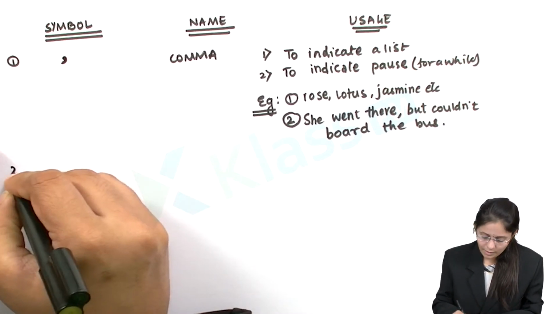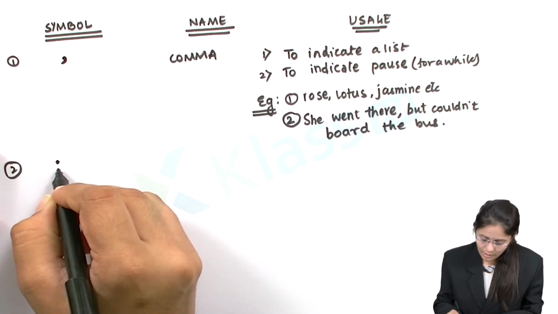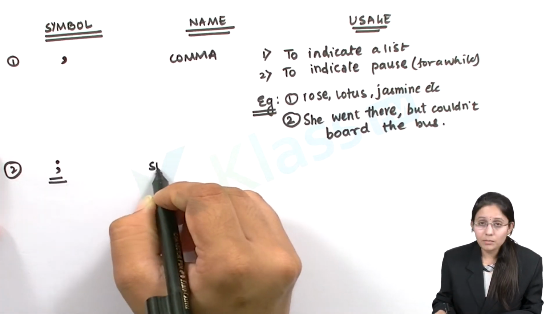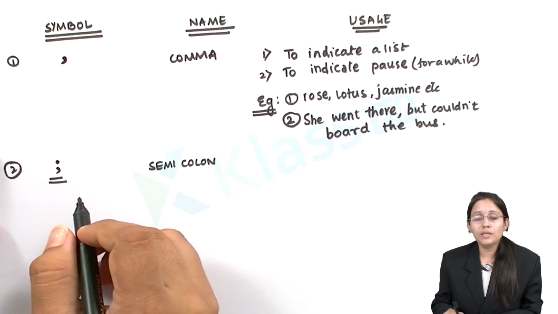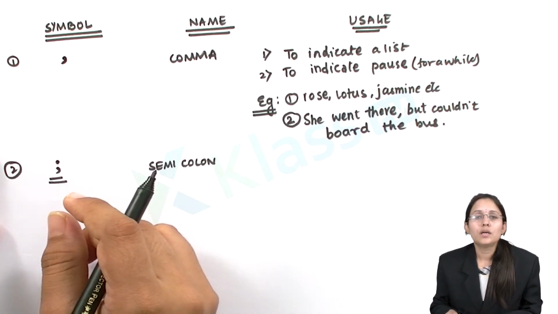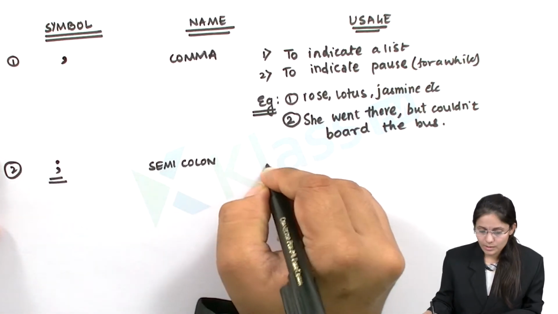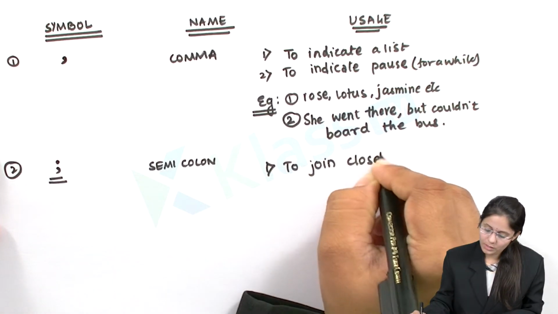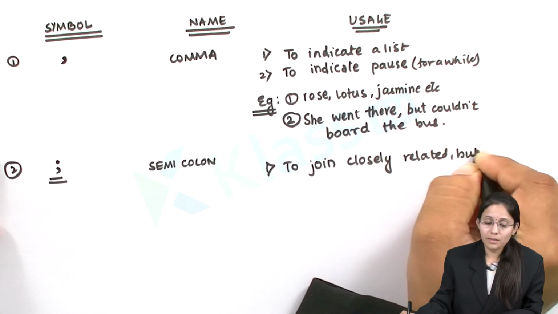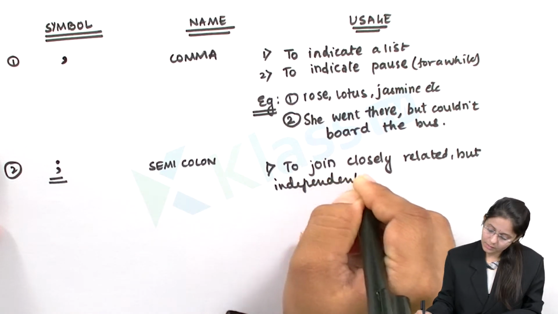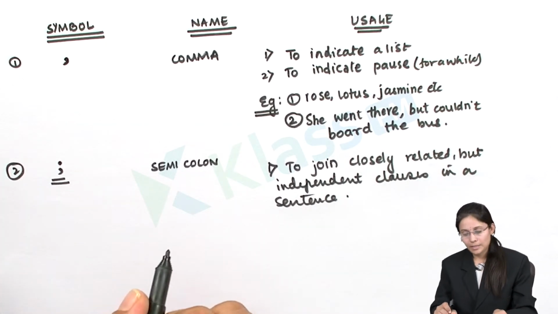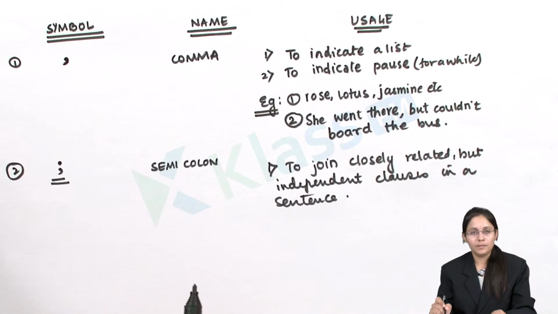Now let us proceed to the second one, that is a full stop with a comma underneath. This second symbol is termed a semicolon. This semicolon is generally used when we are writing sentences which have a correlation or somewhat similar meaning. It is used to join closely related but independent clauses in a sentence. Are you getting my point?